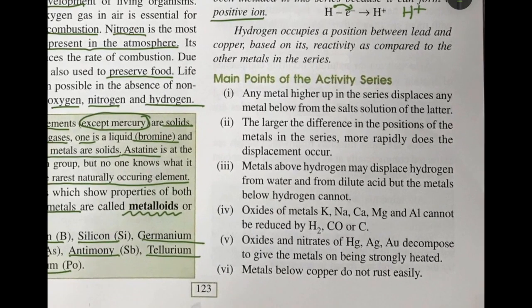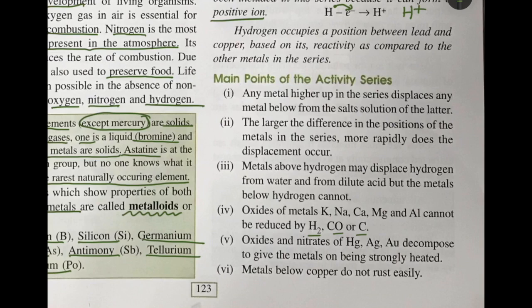Now, oxides of metals like potassium, sodium, calcium, magnesium, and aluminum cannot be reduced by common reducing agents like hydrogen, carbon monoxide, or carbon. We're talking about potassium oxide, sodium oxide, calcium oxide, magnesium oxide, aluminum oxide. That is why, remember, in the last chapter on electrolysis, these metals were extracted by electrolysis. We'll be doing that also in this chapter.